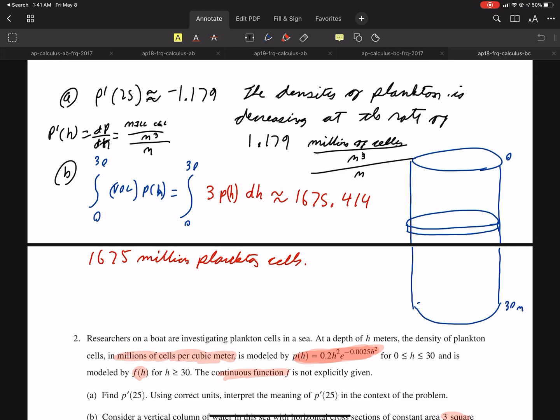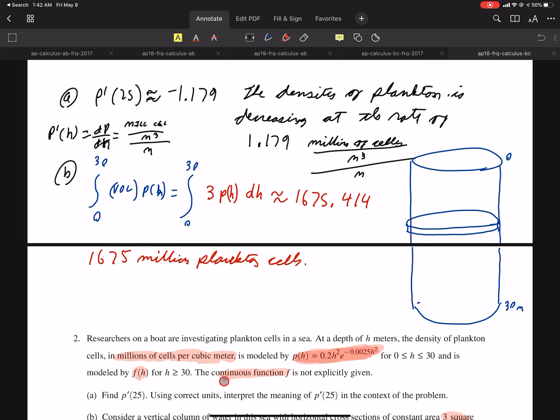Researchers on the boat are investigating plankton at sea at the depth of H meters. So H is the depth of the water. What we know is that every cubic meter, so if you took a box which is 1 meter by 1 meter by 1 meter and put ocean water in it, you would have millions of cells of plankton. How many? Here's the model. If you pick the depth H, it tells you how many millions of plankton cells are in that cubic meter of water. So that is a density. If you want to find how many plankton cells there are, you find how many cubic meters of water there are and multiply by this. That concept you need to understand: the density times the volume gives you the number of plankton.